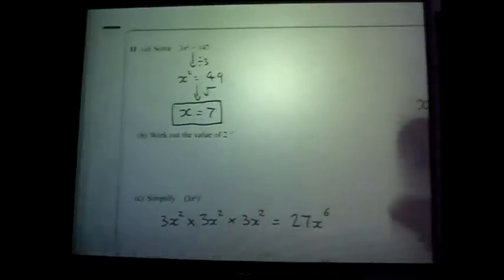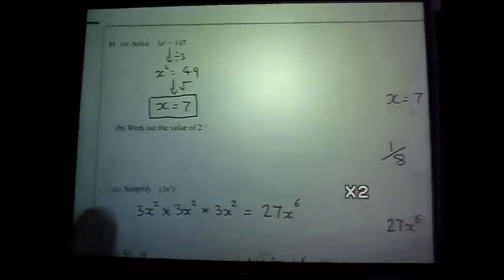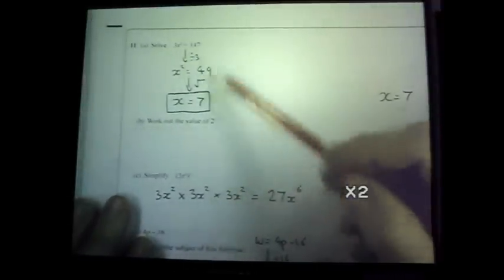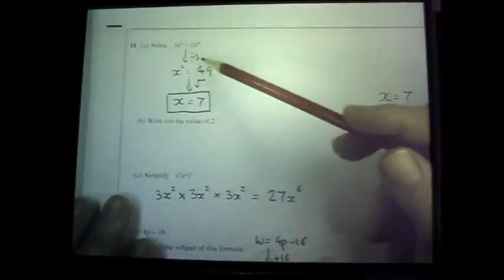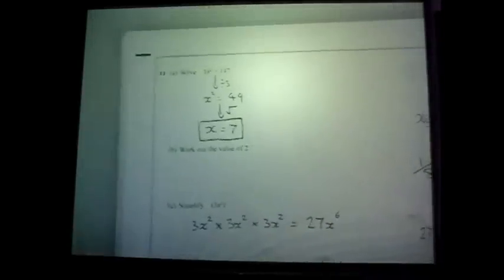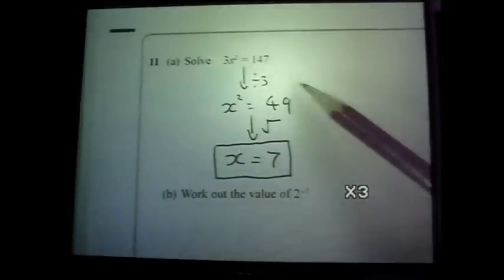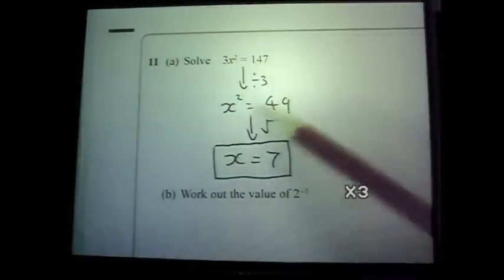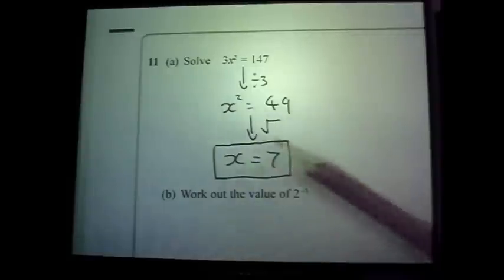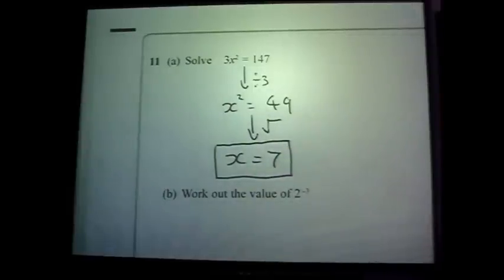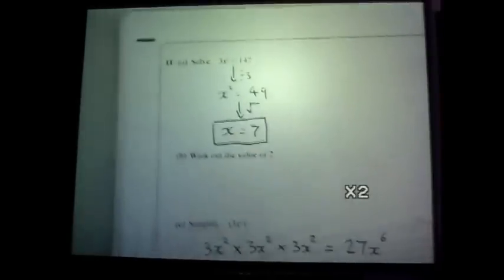Next question, question 11. Okay, solve 3x squared equals 147. I mean, some of you might be able to look at this and work it out. What I did is do it in this way. So I need to get x on its own. That's what solve means, work out the value of x. So I've divided both sides by 3 to undo this 3 times. So that gives me x squared is 49. Then I square root both sides to undo the x squared. So x is 7. Work out the value of 2 to the minus 3.